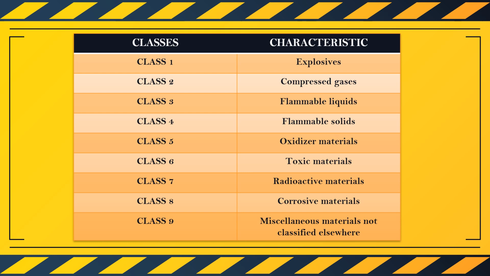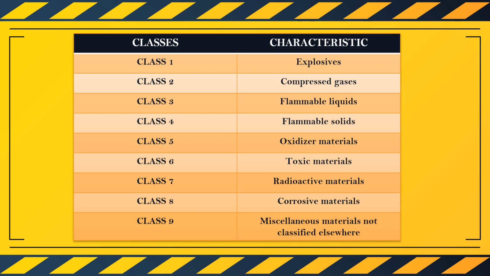Class 2, we have compressed gases, and these are gases that have been compressed to a high pressure and stored in gas cylinders or tanks. Examples of compressed gases include oxygen, nitrogen, carbon dioxide, argon, helium, propane, and acetylene.